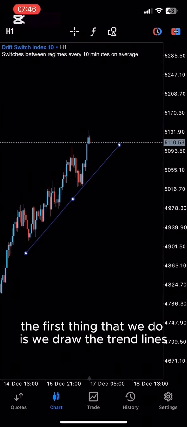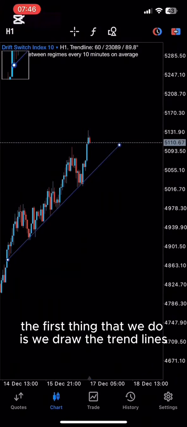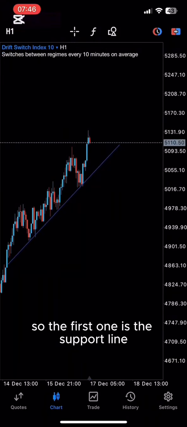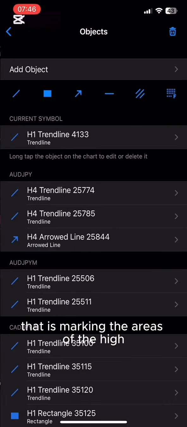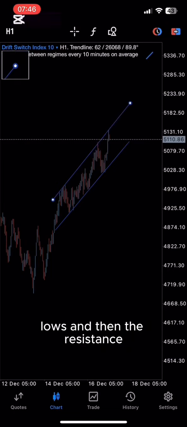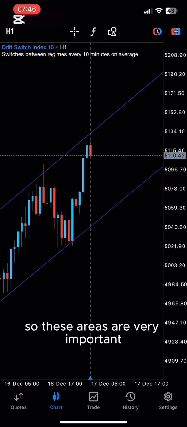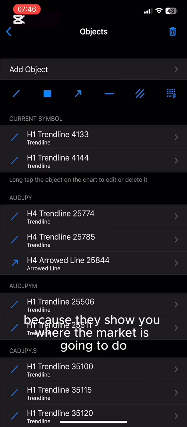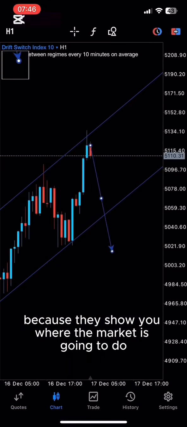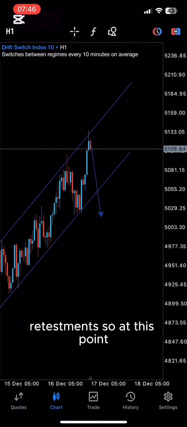So the first thing that we do is we draw the trend lines. So the first one is the support line, that is marking the areas of the higher lows, and then the resistance that is joining the areas of the higher highs. So these areas are very important because they show you where the market is going to do retracements.